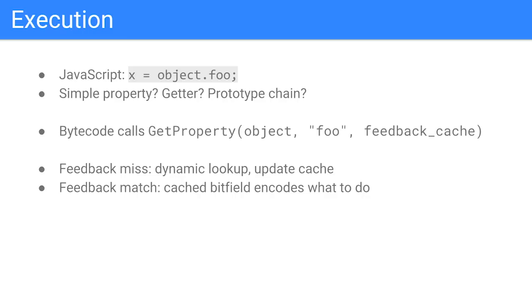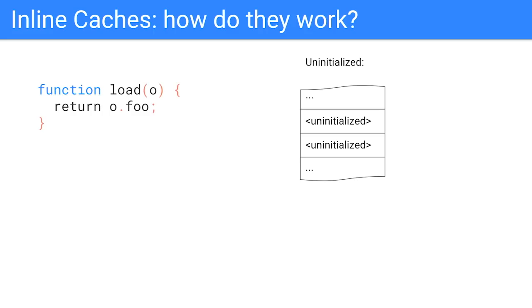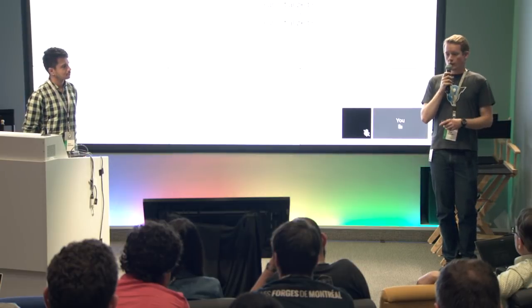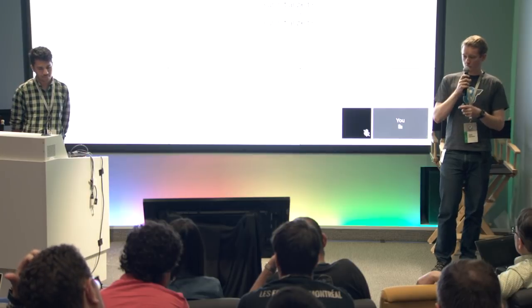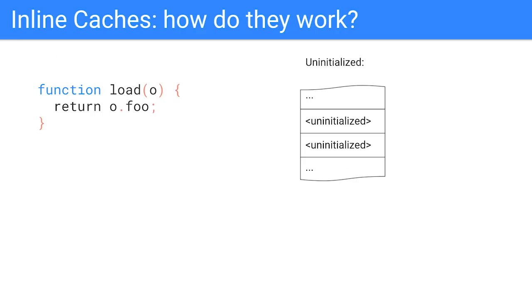In order to achieve that, what the bytecode does is it calls a getProperty stub, which is given the object, the name of the property, and 2 slots in the feedback cache. If the feedback is not there or doesn't match the current object, then it has to perform the dynamic lookup, and it can update the cache for the next time. If the feedback does match the current object, then the second slot in there will contain a bit field that encodes exactly what to do, no dynamic lookups required. Let's look at an example. For this function here, for the one property load that it has in there, we reserve 2 slots in the feedback vector, which are associated with this one load.